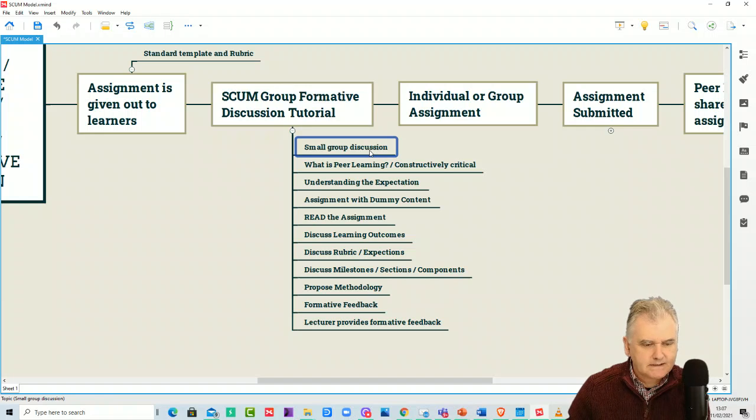What happens is they get into small groups and they discuss, first of all, I suppose, the idea of peer learning, and the idea of being constructively critical as well. Okay, so if somebody comes up with an idea, it's okay to challenge it. It's okay to do that. The whole idea behind this discussion, first of all, is to understand the expectations of the assignment.